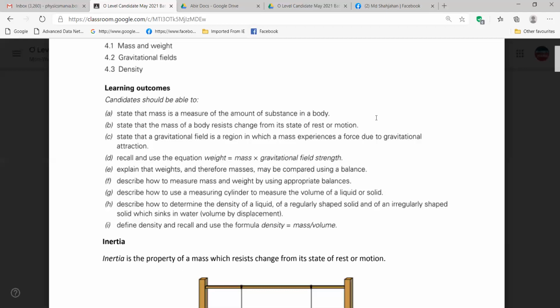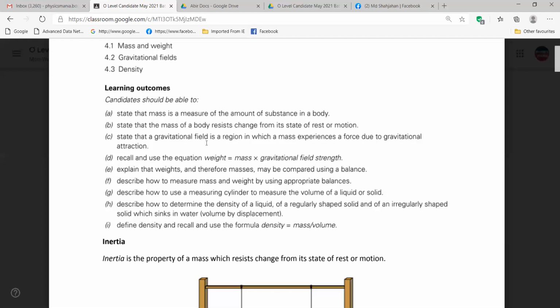Is it clear? Okay, so this one we got A and B. We had the idea, and mass remains the same everywhere. Wherever you go, your mass will remain the same, because mass comes from the first definition, that mass is related to the amount of substance, right? Until and unless you are taking out some amount of substance from that object, the mass will remain the same everywhere. So we got the idea of mass.